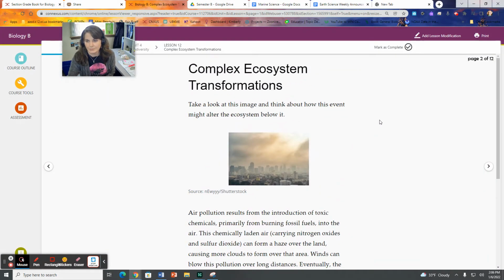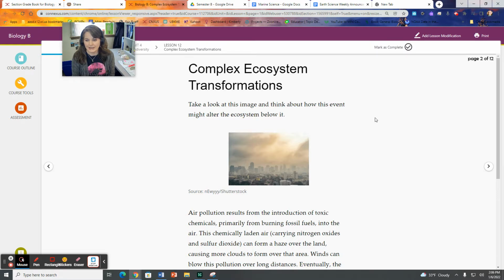So first we're talking a little bit about how one thing within an ecosystem can have kind of a cascading effect and affect other parts of that ecosystem. And we'll talk about multiple examples of that. So these are complex ecosystem transformations. So this picture here is showing really just kind of a smoggy city.